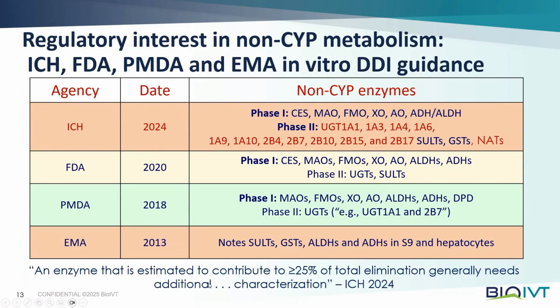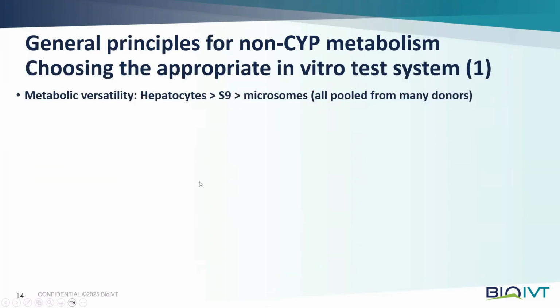But they do have a statement that is sort of a blanket phrase, that an enzyme that is estimated to contribute greater than 25% of the total elimination generally needs additional characterization. And they actually put that in terms of both in vitro and clinical. So if you're in an unlucky situation where one of these enzymes that don't have great tools is involved, you have to have a strategy for how to allay those concerns from regulatory bodies. And I'll cover that a little bit later.